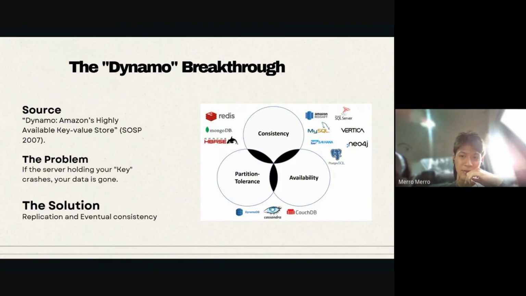The diagram on the right illustrates where Dynamo-inspired systems fit in the broader CAP landscape. It shows the trade-offs among consistency, availability, and partition tolerance. Many modern databases such as Cassandra, CouchDB, Redis, and MongoDB adopt design principles influenced by Dynamo and navigate similar trade-offs.